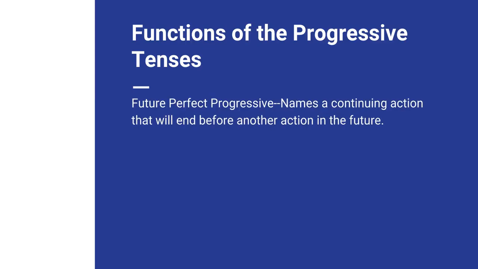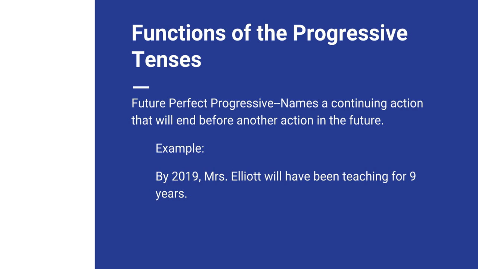And future perfect progressive names a continuing action that will end before another action in the future begins. By 2019, Mrs. Elliott will have been teaching for 9 years. Or by tonight, I will have been working for 8 hours. These are things that are going to end at a certain time before something else starts.